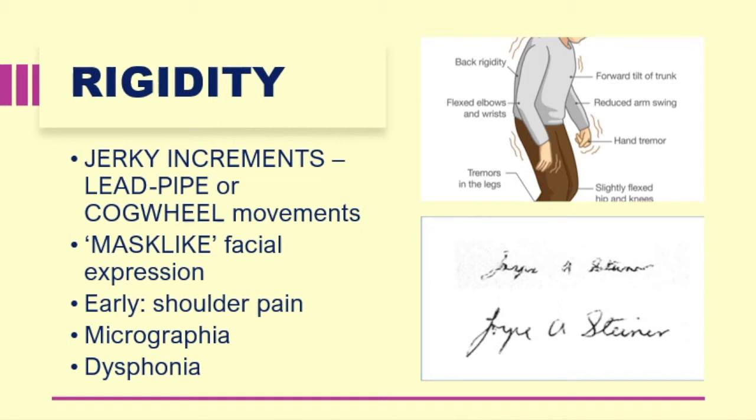And then early, class, there is a presence of shoulder pain. And then you also have micrographia. Okay, micrographia as in your patient would write in small. Okay, the tendency is that they would be writing small letters because, class, their hand will not be able to move at big movements to write the big letters.